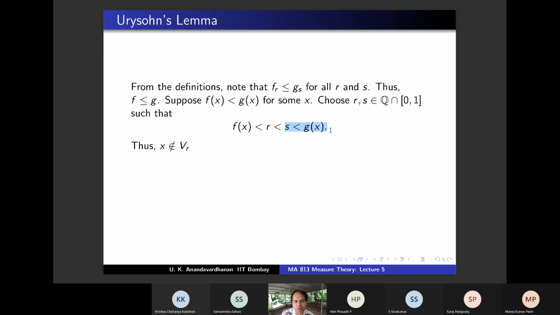And similarly, from this, what can you conclude? s is strictly less than the infimum. So x is in V_s bar. Therefore, what is the conclusion? x belongs to V_s bar. But this is a contradiction, right? This is a contradiction because our construction was such that if s is bigger than r, then V_s bar is contained in V_r. So x belongs to V_s bar means x belongs to V_r. This is not possible. This is a very nice proof of Urysohn's lemma.